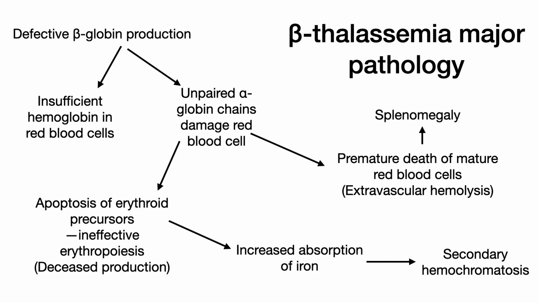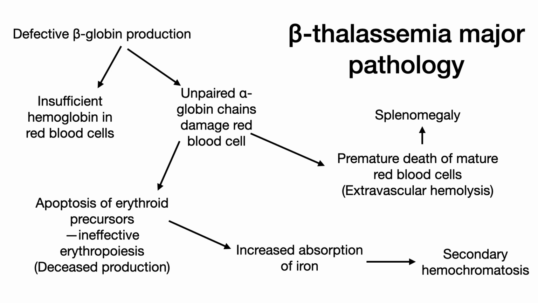So the pathology for beta thalassemia major, I thought I'd show it like this. Basically you have defective beta globin production, which is going to lead to insufficient hemoglobin in red blood cells, but you also get unpaired alpha globin chains. Remember, hemoglobin is alpha and beta combined together. So if you don't have the beta globin, then you have these unpaired alpha chains, and these can actually be very damaging. What they can do is lead to apoptosis of those erythroid precursors, which leads to what we would call an ineffective erythropoiesis.